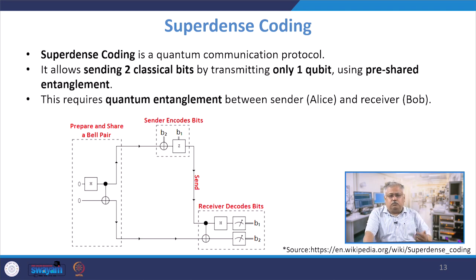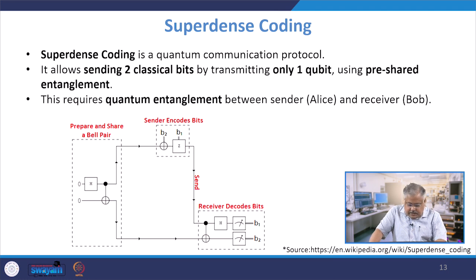Okay. Now let us move slightly into a different domain of coding, which is known as superdense coding. It is basically a quantum communication protocol. What it does is it sends two classical bits by transmitting only one qubit, using a pre-shared entanglement. So if you have a pre-shared entanglement, you can transmit one qubit and the sending of two classical bits will be allowed. However, the requirement here is that there should be a quantum entanglement between the receiver and the sender, and that entanglement has to be maintained at all cost.